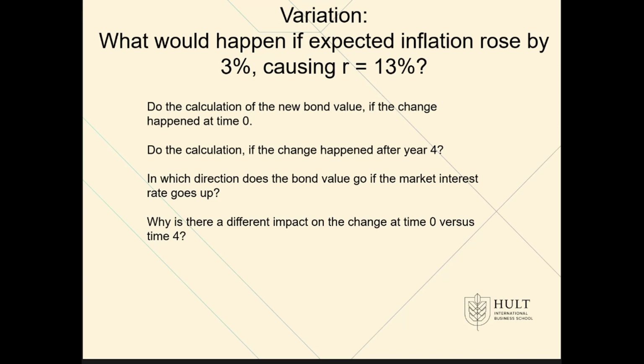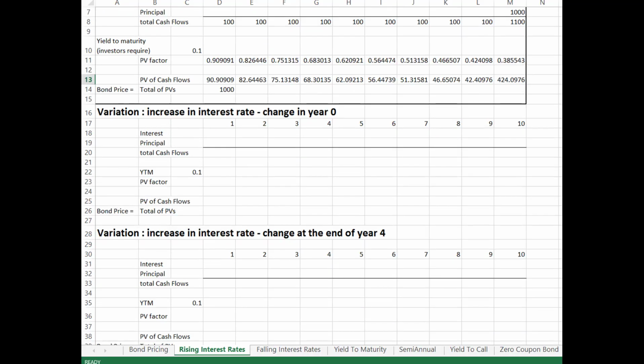First is right here, what happens if the change occurs at time 0? Secondly, what happens if the change occurs at time 4, after year 4? And what happens to the bond value as these rates change? And what is the difference when it happens in year 0 versus when it happens in year 4? So let's do those variations in Excel.